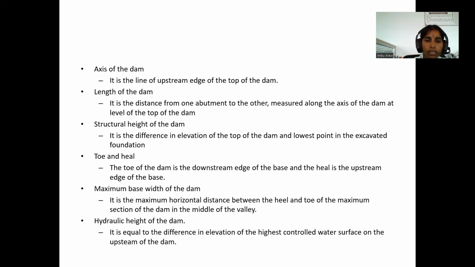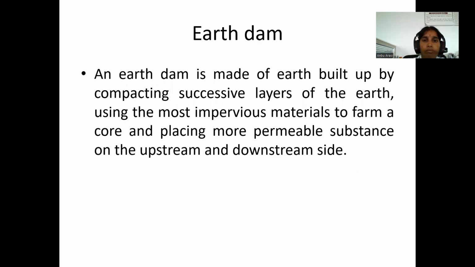Toe and heel. The toe of the dam is the downstream edge of the base and the heel is the upstream edge of the base. Maximum base width of the dam. It is the maximum horizontal distance between the heel and toe of the maximum section of the dam in the middle of the valley. Hydraulic height of the dam. It is equal to the difference in elevation of the highest controlled water surface on the upstream of the dam.